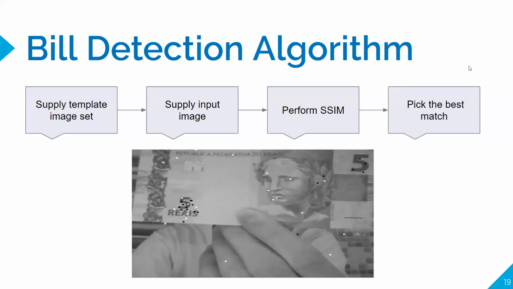The algorithm behind this is pretty simple. We start by supplying a template image set to the algorithm, and then supplying the input image that we actually want to check its currency, and then we run them both through the structural similarity index matching function, which perceives the change in structural information by comparing subsamples in both images, rather than just perceiving the percentage error like in the mean squared error approach, for example.